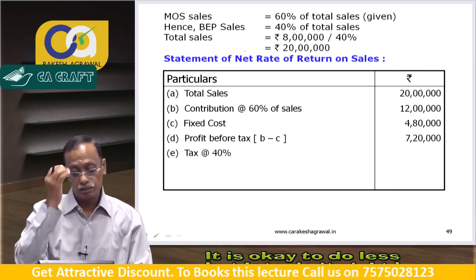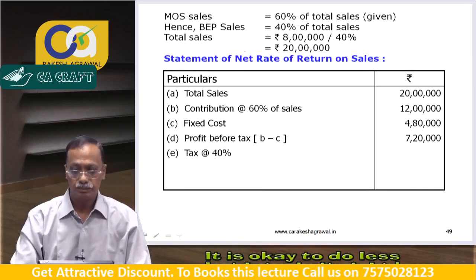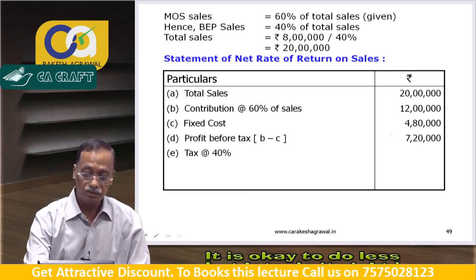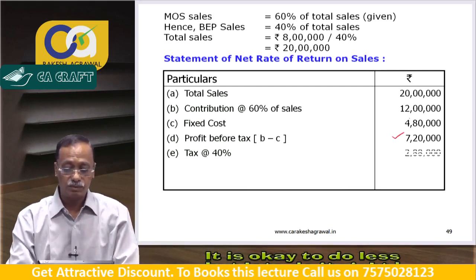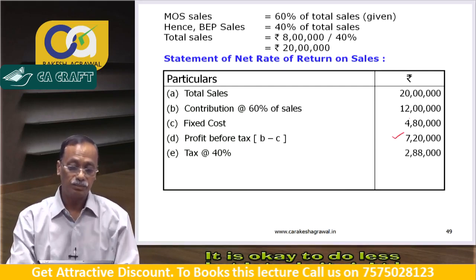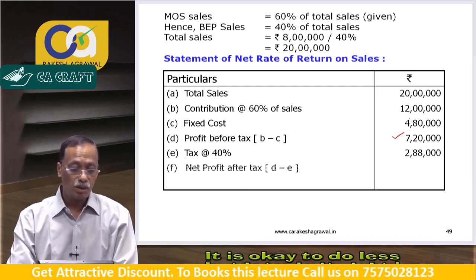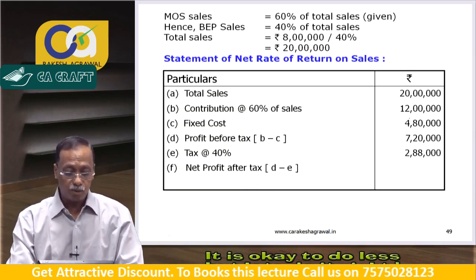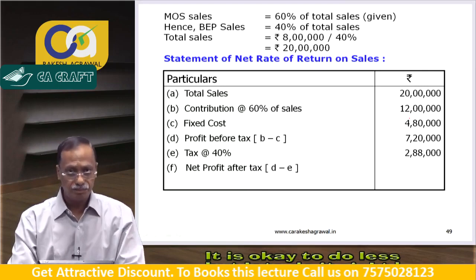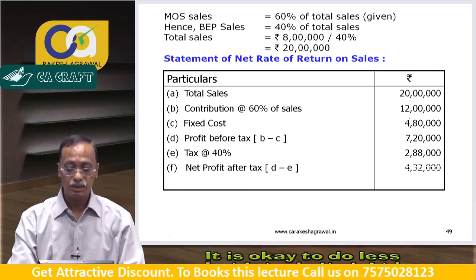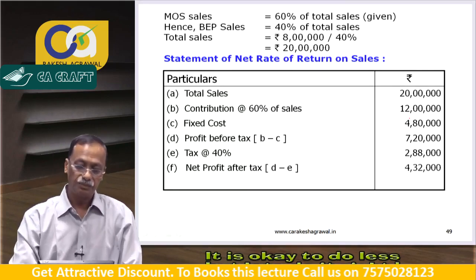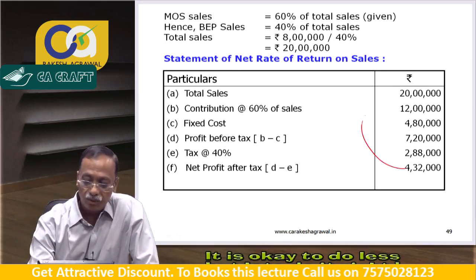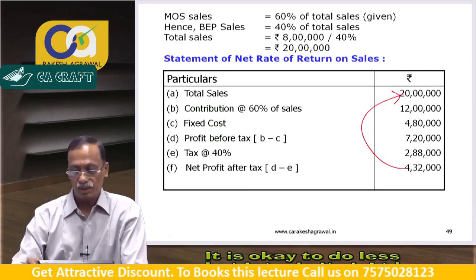Now we have to deduct tax. Point number E, tax at the rate of 40%. So 40% of 7,20,000, that is 2,88,000. You'll get point number F, net profit after tax, D minus E, that is 4,32,000. Done. And this 4,32,000 divided by 20 lakhs into hundred, so you will get net rate of return.